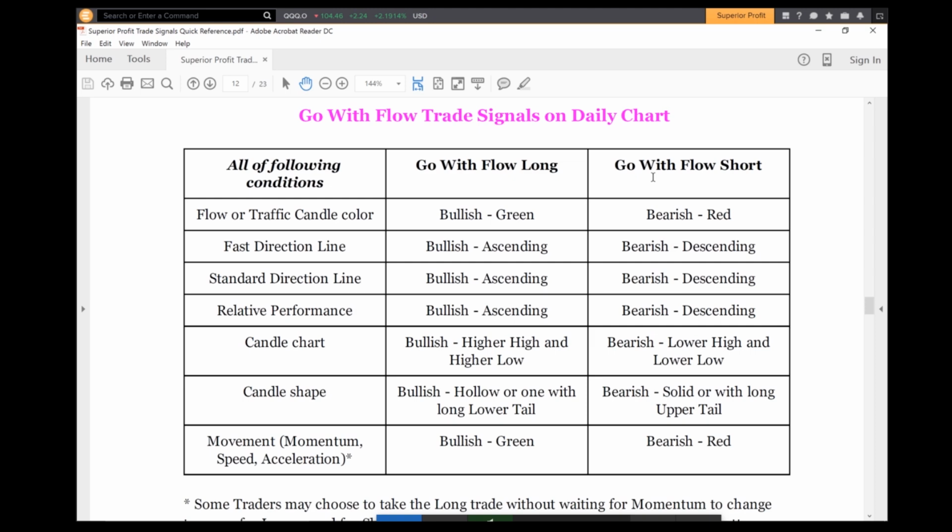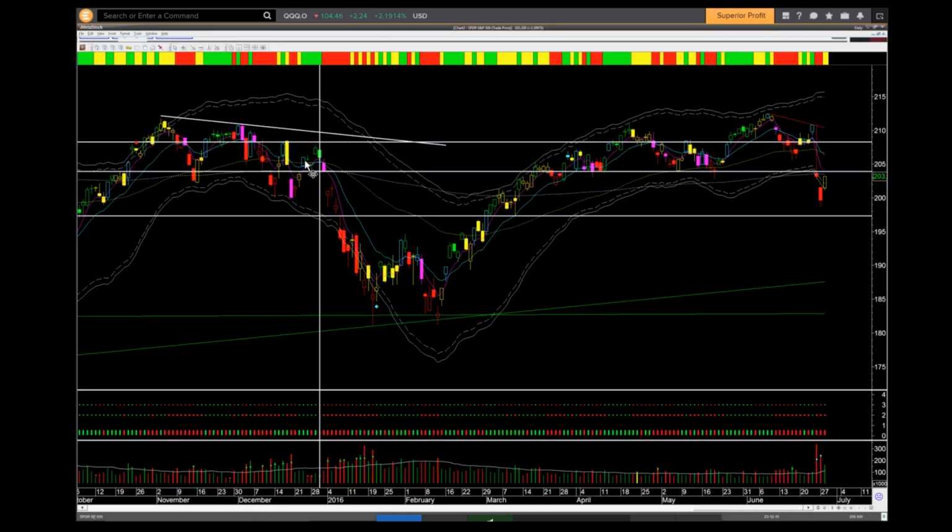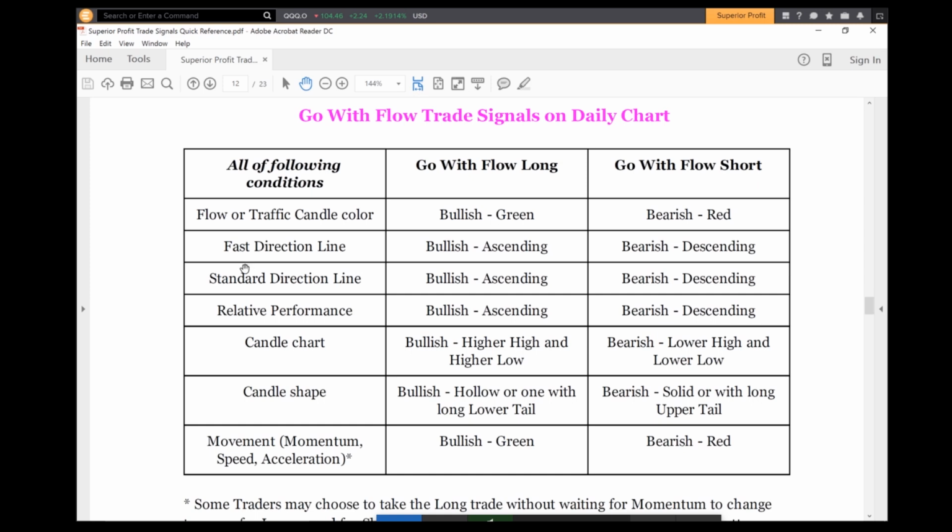So we will go back and forth between the chart and this checklist and see if everybody in this class agrees to the day being a potential short day or not. First condition is flow, or traffic light candle color. We'll look at the right hand column for short, because we are looking for short. Bearish: the flow color red. On this day, 31st December, yes, it is magenta, red or magenta. So that is bearish. That condition in the checklist is met.